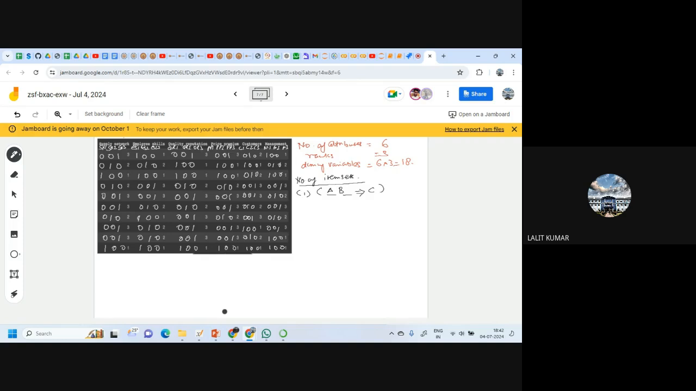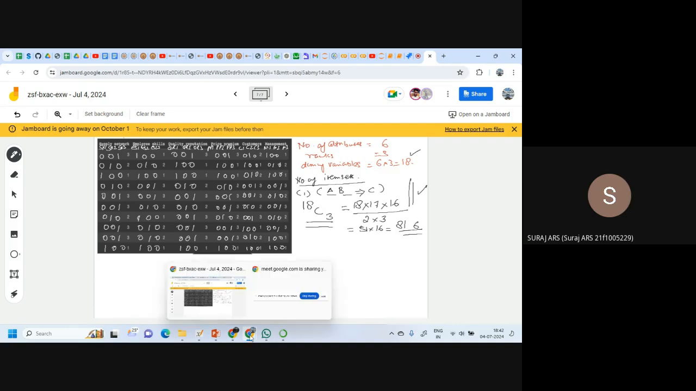So for that, straight away formula is there, 18C3, because there are total 18 and we need 3 elements. So this is 18C3, this will become 18 into 70. So this is the answer. So here we have understood this concept, number of elements, cardinality.